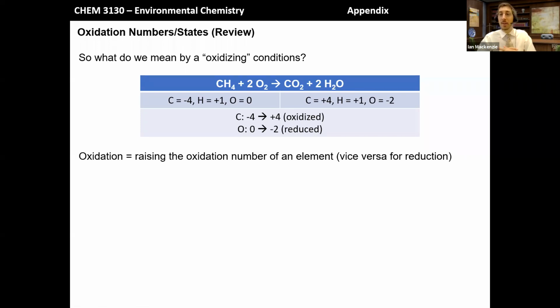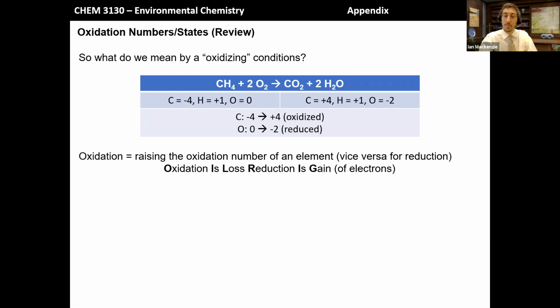And so if I think about what oxidizing or oxidation means, well, oxidation is raising the oxidation number of an element, and vice versa for reduction. So reduction is lowering the oxidation number for an element. And this occurs by the gain or loss of electrons. Remember the memory device OIL RIG? Oxidation is loss of electrons. Reduction is gain of electrons by that individual element. And so if I track the oxidation number of an element through a reaction, I can determine whether it was oxidized or reduced.